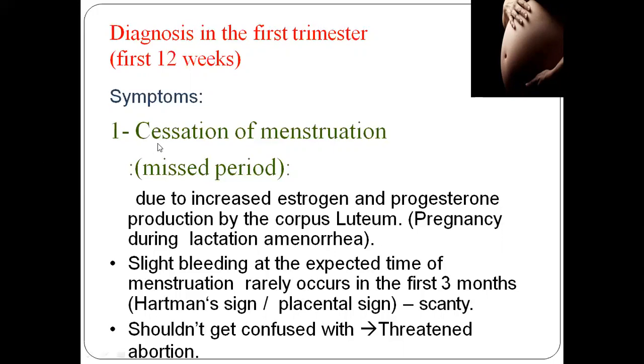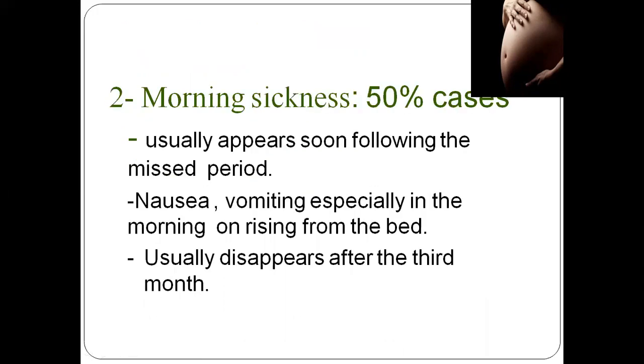So the first symptom is cessation of menstruation, and it happens due to the hormonal influence, because during pregnancy, estrogen and progesterone will be increased due to the influence of the corpus luteum. And in some women, in rare cases, there can be slight menstruation in the first 3 months, and it is very scanty.